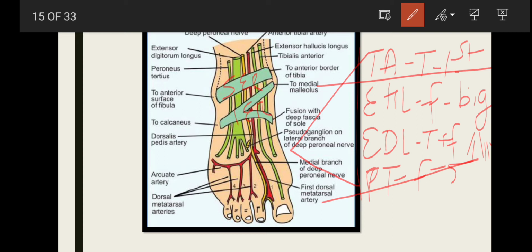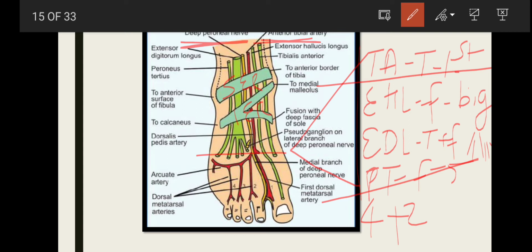Now what are the vessels coming here? You can find the anterior tibial artery and the deep peroneal nerve. So these are the six structures present under the retinaculum: four muscles plus two vessels, an artery and a nerve.